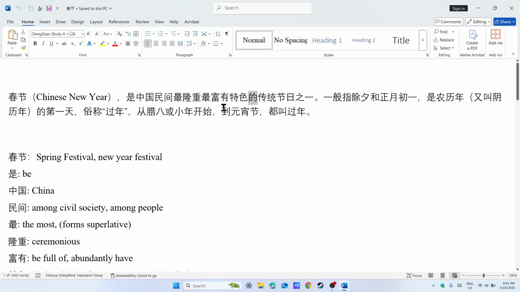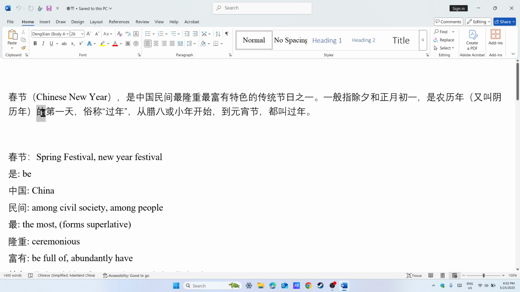For example, here, 最有特色，最富有特色的传统, in this place this cannot be omitted. If you omit it, something is wrong in this sentence: 最富有特色传统. It's not very fluent. If you omit it, the sentence becomes not very smooth, okay. So we should put it.